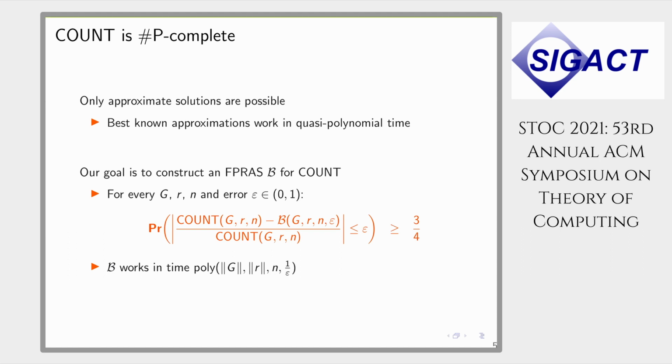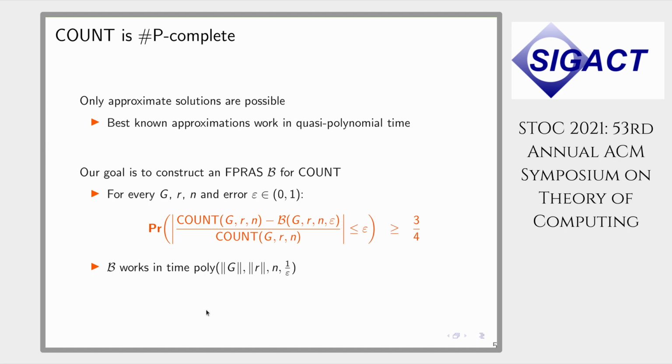And well, this is a very well-known concept in STOC, obviously, but let me just recall the definition. So the idea here is that we want to construct this algorithm B that receives as input a graph database G, a regular expression R, a length n, and an error epsilon, right? And the idea is that we want a randomized algorithm. We want the relative error of this algorithm to be at most epsilon, but with a probability that is at least 3/4, right? This is the usual definition.